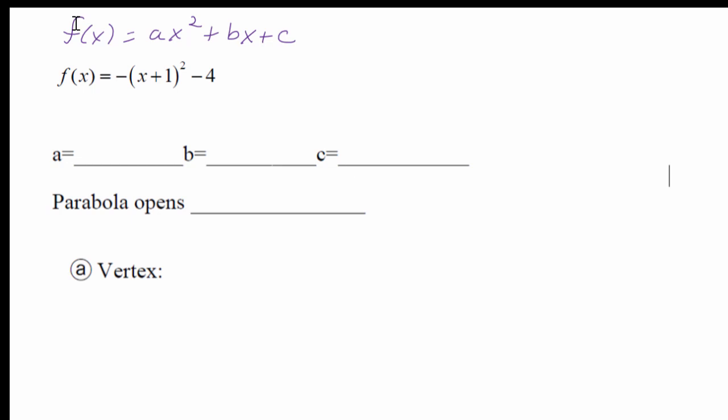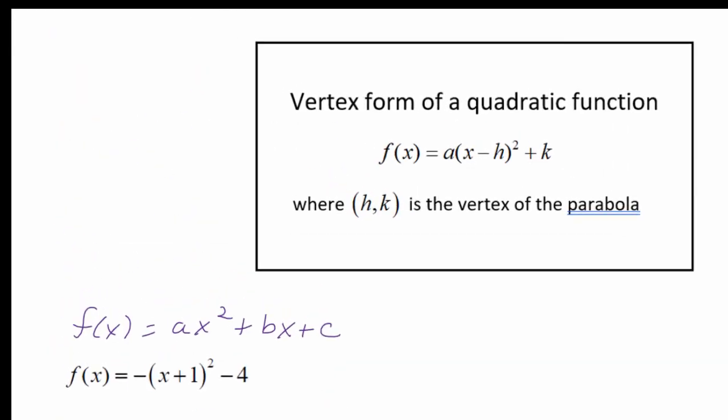This form's called the vertex form. Looks like this. So the vertex form of a quadratic function is f of x equals a times x minus h squared plus k, where h, k is the vertex of the parabola, and that a is the same a as in our other form, our f of x equals ax squared plus bx plus c form. So that's the same a, okay?